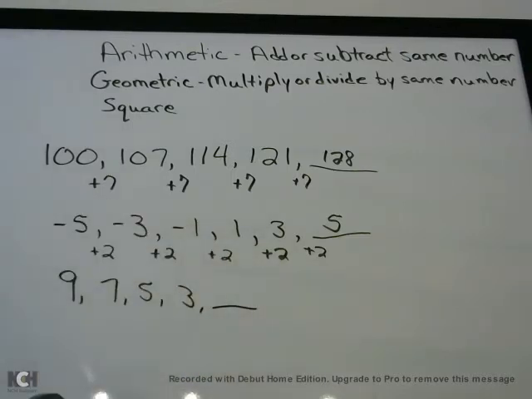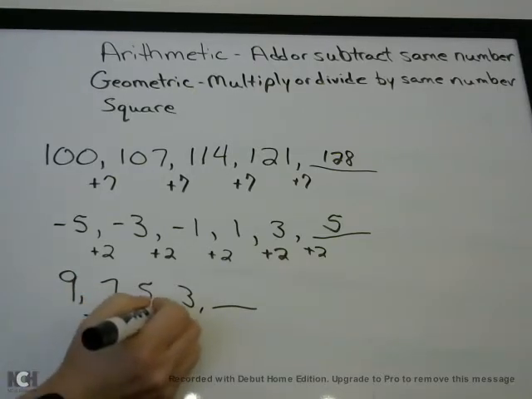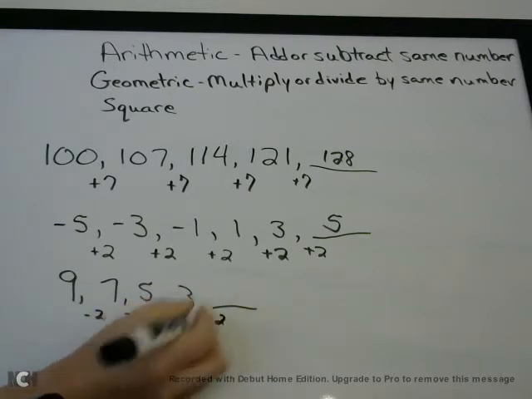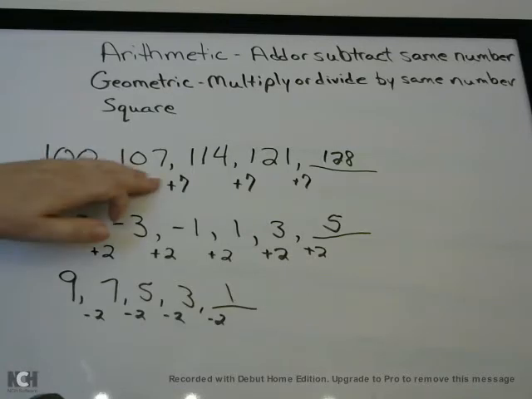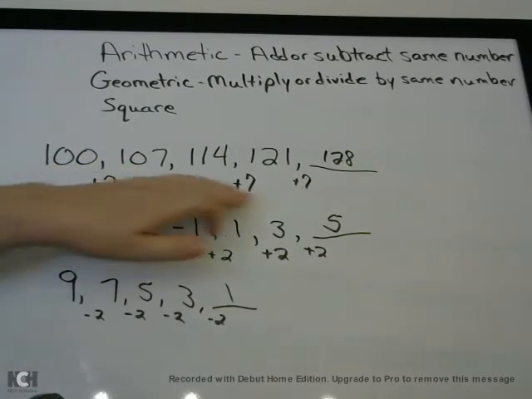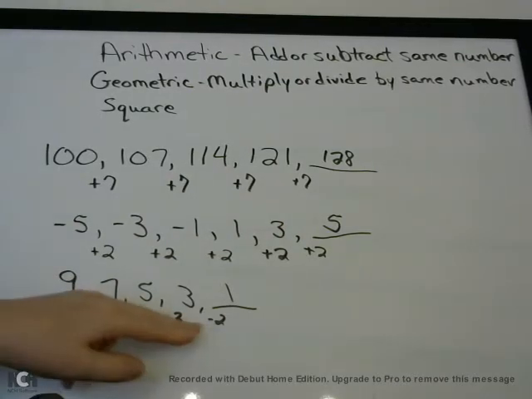Now similarly, let's say they say 9, 7, 5, 3. What's the next number? Here they're not adding, but they're subtracting 2. To go from 5 to 3, subtract 2. So we're going to subtract 2. 3 minus 2 is 1. So if you have an arithmetic sequence, all you do is look at it and ask, how am I getting from that number to the next number by either adding or subtracting?